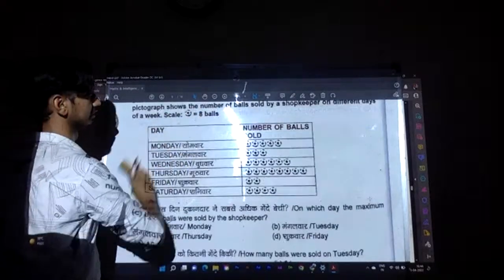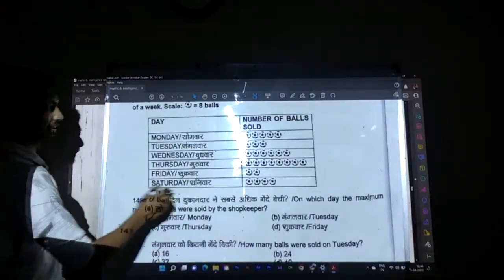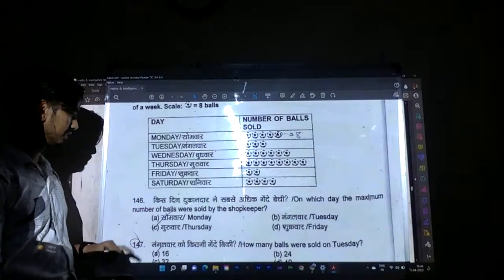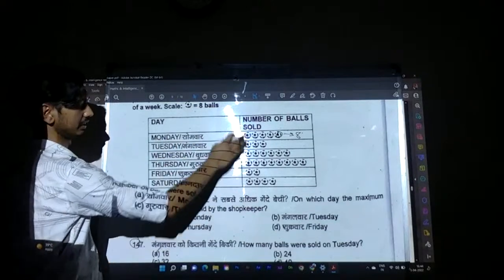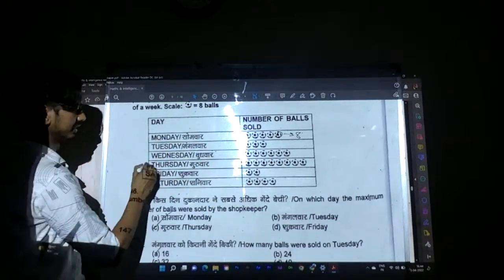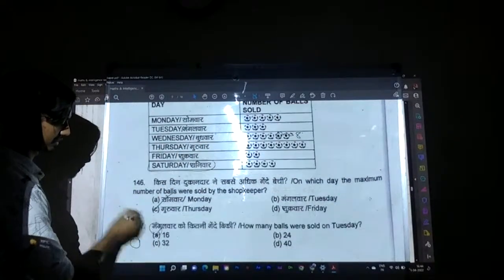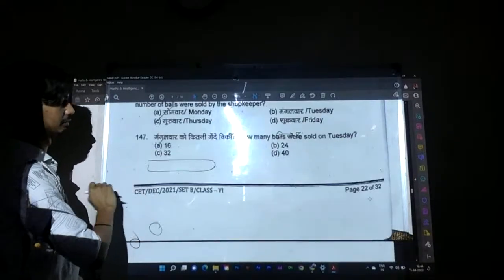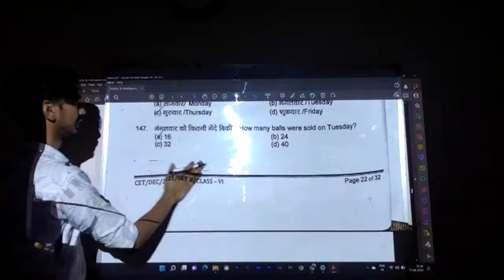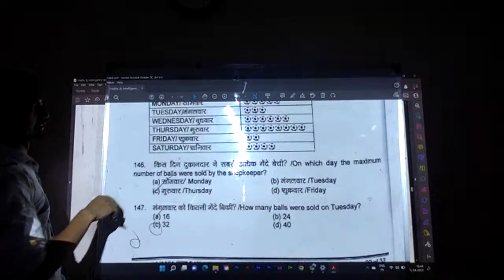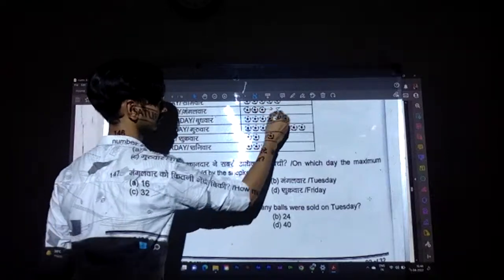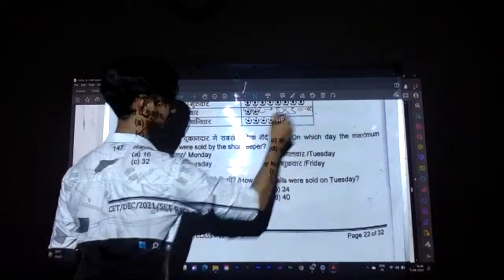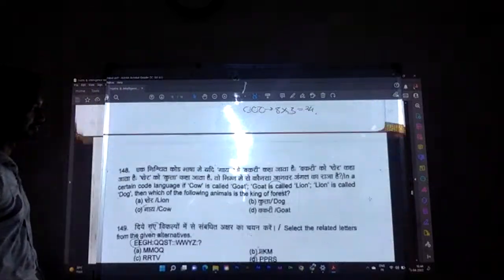For questions number 146 and 147, we have to observe this table. In this table, a single ball is given as the count of 8. In question number 146, on which day was the maximum number of balls sold by the shopkeeper? Just look for the column which has the maximum number of balls, which is the first day. The correct option will be option C. In question number 147, how many balls were sold on Tuesday? On Tuesday, there are 3 balls, but a single ball represents 8, so 8 times 3 is equal to 24. So the correct option will be option B.